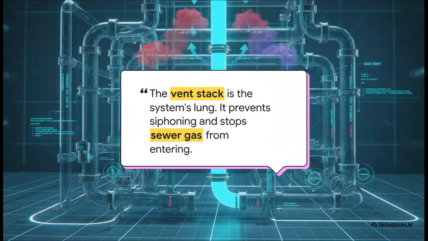And that brings us to the unsung hero of the entire drainage network, the vent stack. You can honestly think of it as the system's lung. It's what equalizes the pressure inside the pipes. This stops water from being siphoned out of your P-traps, and, this is really important, it safely vents nasty sewer gases out of the building. Without it, the whole system just doesn't work.